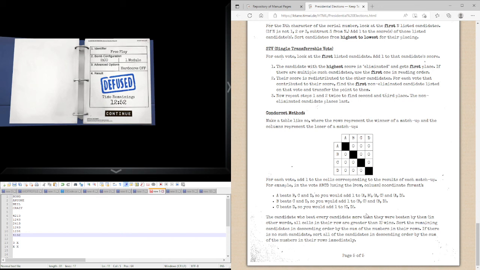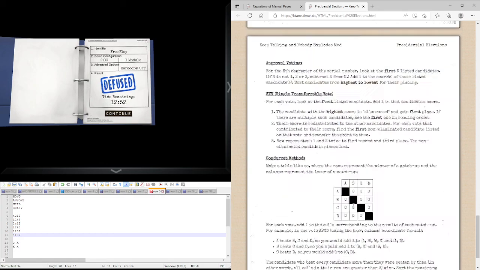And then you do that for all of the votes, and then the candidate who has beaten every candidate more than they were beaten by them. In other words, all the cells in their row are greater than 3 wins. Sort the remaining rows by the sum of the numbers. If there is no such candidate who won more than 3, then you just sort them in descending order by the sum of the numbers immediately without doing that step.